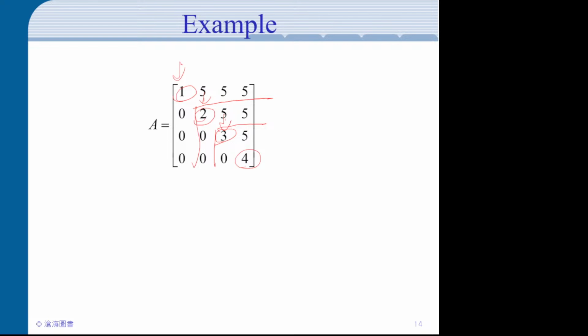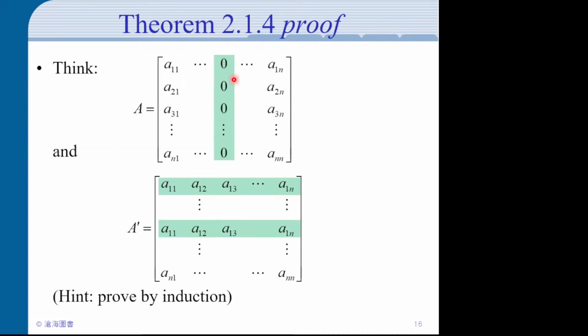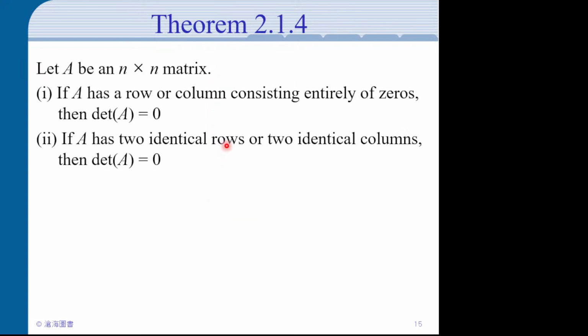Okay, and the next property, we actually have 2 properties here. The first one is pretty simple. We say that if a row or column consists of entirely zeros, then its determinant is 0. And it's pretty obvious. You just expand on it, then the Aij elements are all 0, so it's all 0. And the second property is that if you have 2 identical rows or 2 identical columns, then the determinant is 0.